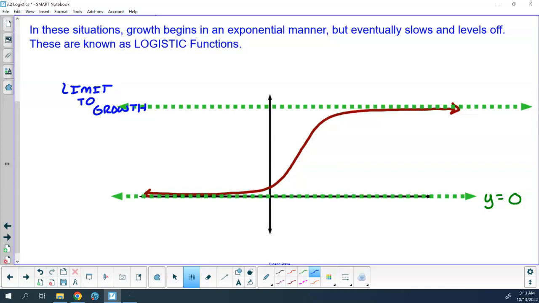And that later on we'll find is the line y equals c. And I'll explain how to find C here momentarily. Okay? So that is what your logistic functions look like. Now, this would obviously be logistic growth. A logistic decay would start up at the upper limit, and then it would decline down to the lower limit.